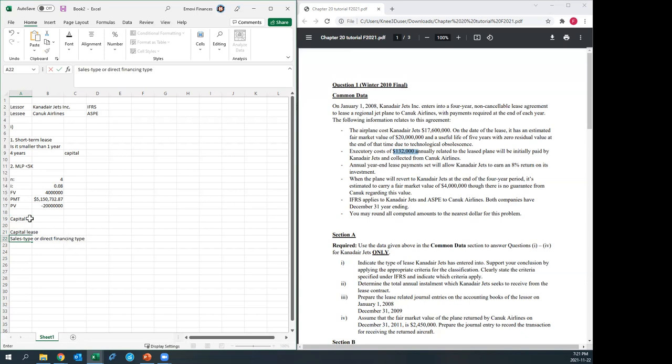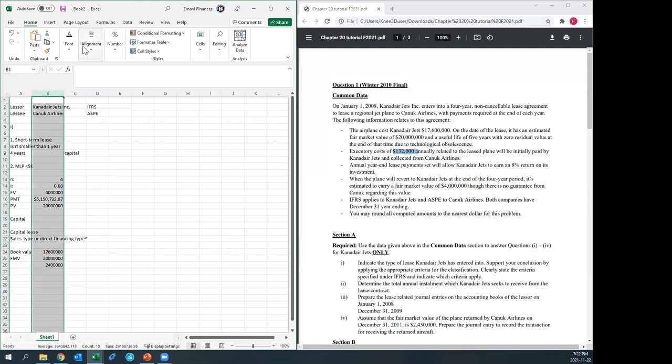We're going to see the book value of the asset, the fair market value, and if there's a difference between the two, then it's going to be a sales type. So the book value is 17.6 million. And the fair market value is 20 million. So if they sell it, they have a profit of 2.4 million.